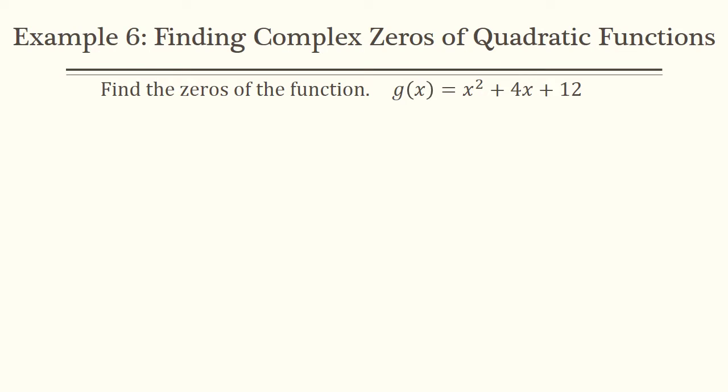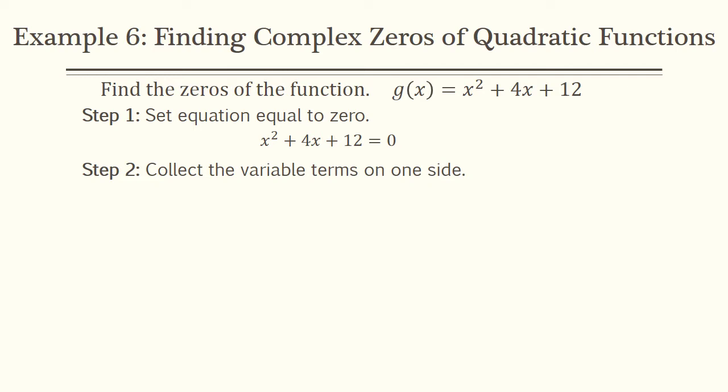So you already know this process. You were already quizzed on this process. So make sure you know that process to be successful at this one. All right, so set the equation equal to 0. So instead of g of x, x squared plus 4x plus 12 equals 0. So step 2, collect all the variable terms on one side, constant term on the other. So for this example, we're going to subtract 12 from both sides.